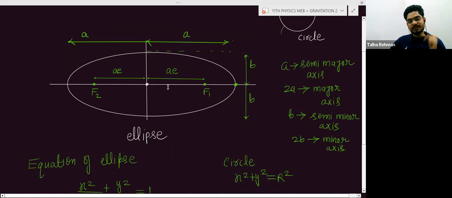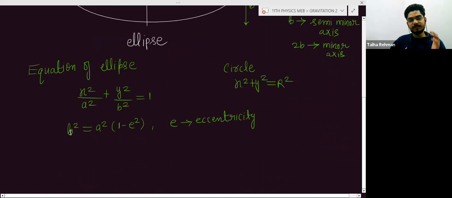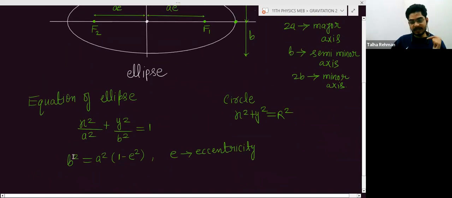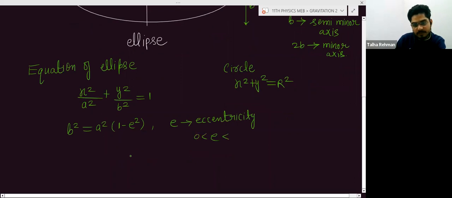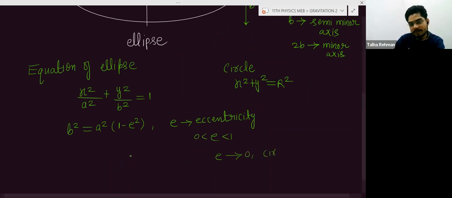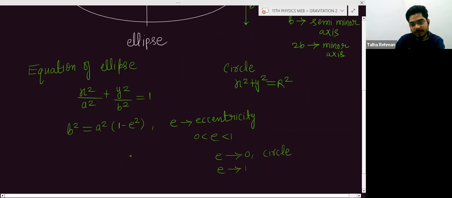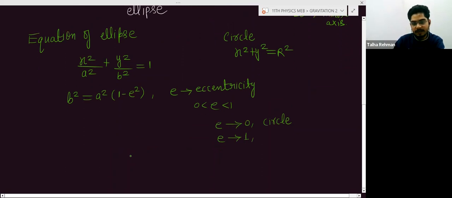So the distance between the center and the focus is AE, and there are two foci in the case of the ellipse. So the equation of the ellipse is this, and there is a relation between a and b, the major axis and the minor axis, and the eccentricity. This eccentricity value is between 0 and 1. If the eccentricity approaches 0, the ellipse will become a circle. If the eccentricity approaches 1, it will be more elliptical.